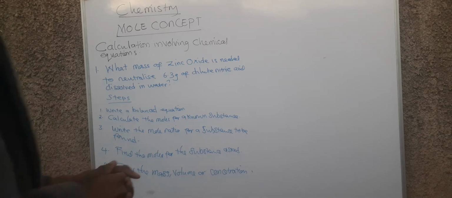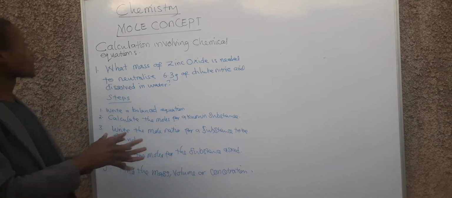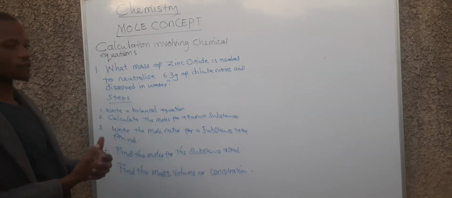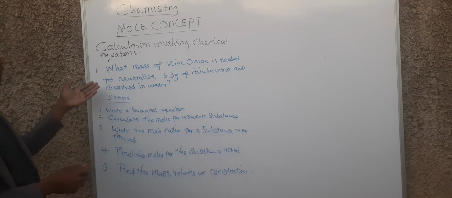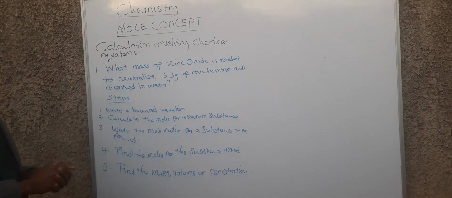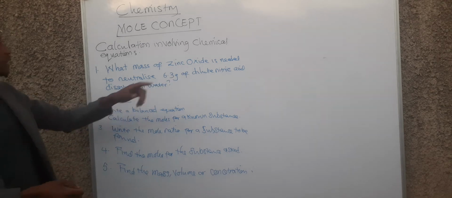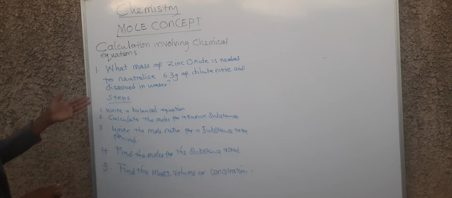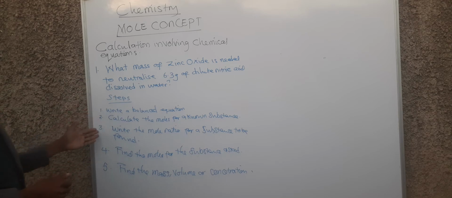Okay, so let us solve a question in chemistry, more concept, calculation involving chemical equations. So I have a question for you here. What mass of zinc oxide is needed to neutralize 6.3 grams of dilute nitric acid dissolved in water? Now, for you to solve this equation, you have to follow these steps.